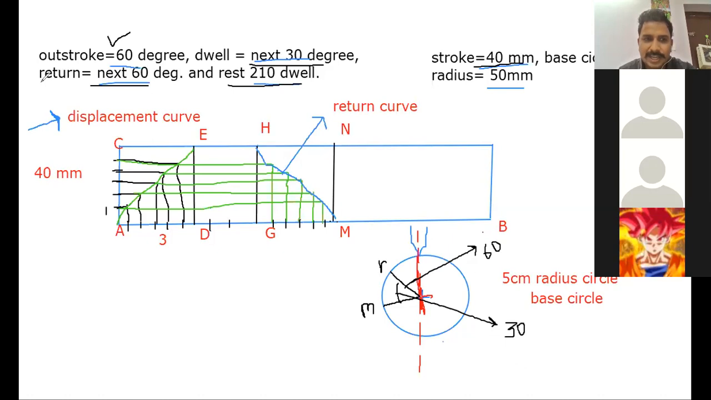Return, it is mentioned here. 60 degrees, sir. It should be 60 degrees, right? Yes, sir. So on this M line, you will create a line from here. And this angle should also be 60 degrees now.